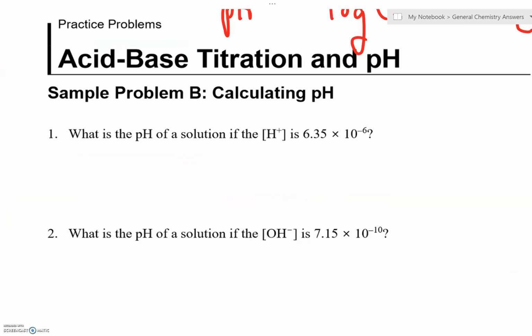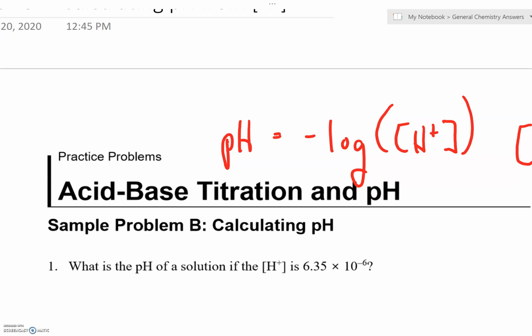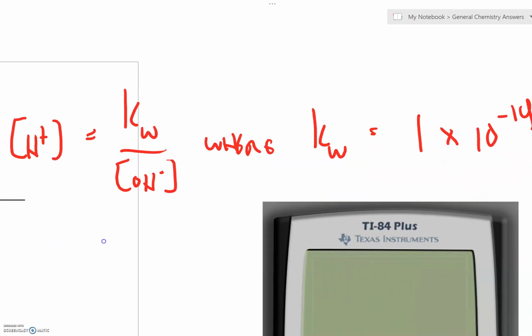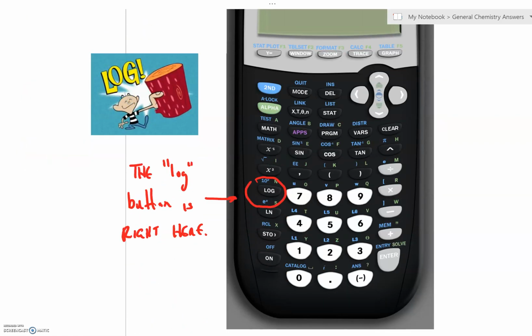Okay, this is the answer key to 15b, how to calculate pH from concentration of H+. We're going to be using these two equations. pH is equal to negative log of H+. And if you don't know H+, but you do know OH-, here is how to find H+ using Kw, which is a constant, 1 times 10 to the negative 14th. Let's remember that the log button on your calculator is right here next to the 7. Okay?